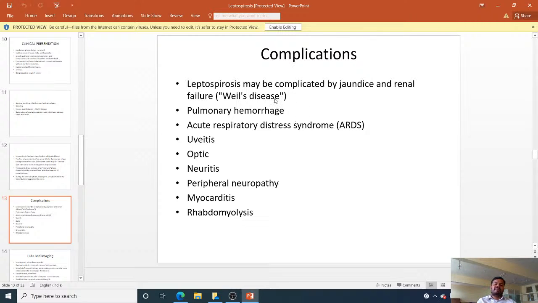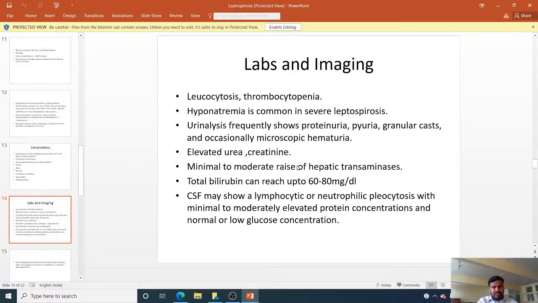There can be pulmonary hemorrhage. The patient might go into acute respiratory distress syndrome. As we have discussed, uveitis is one of the clinical features, and there can also be optic neuritis, peripheral neuropathy, myocarditis, and rhabdomyolysis. These are all the complications that might be massive due to muscle breakdown. There can be rhabdomyolysis, and myocardial involvement, as the irritation can cause myocarditis. There can be peripheral neuropathy, optic neuritis, and uveitis as complications.